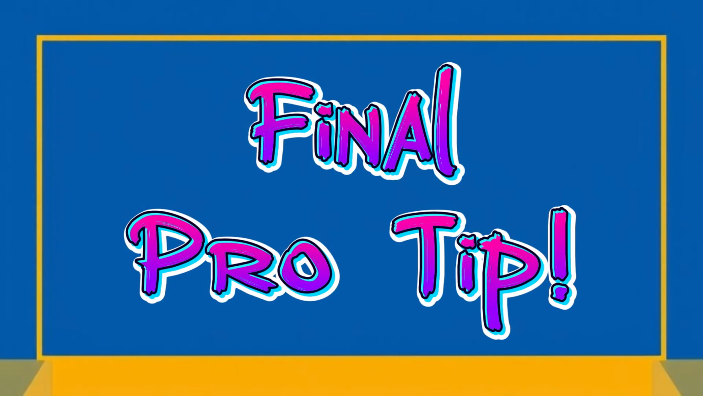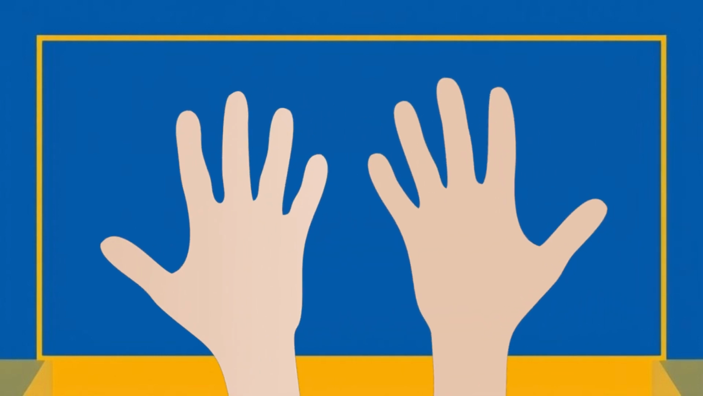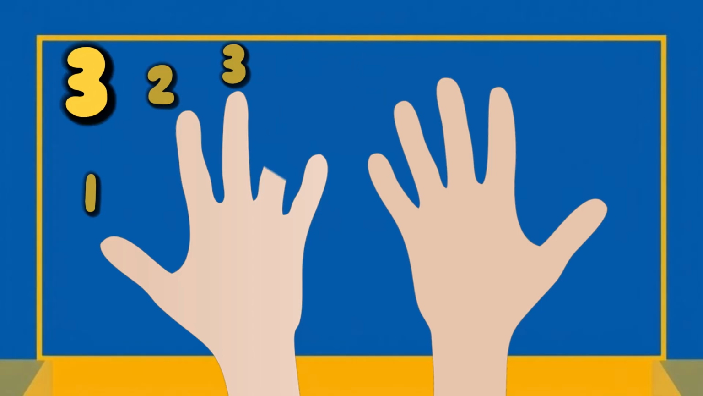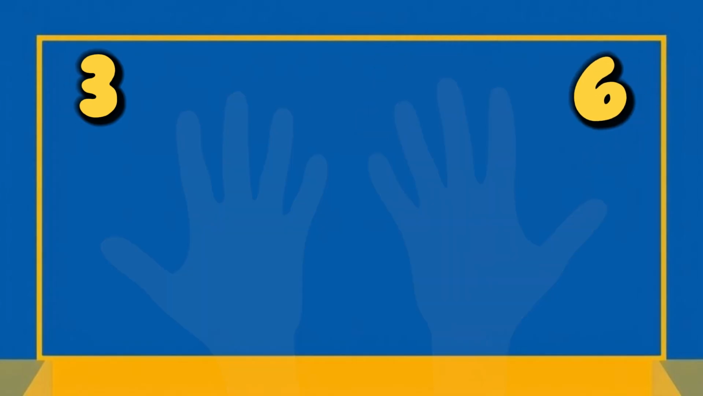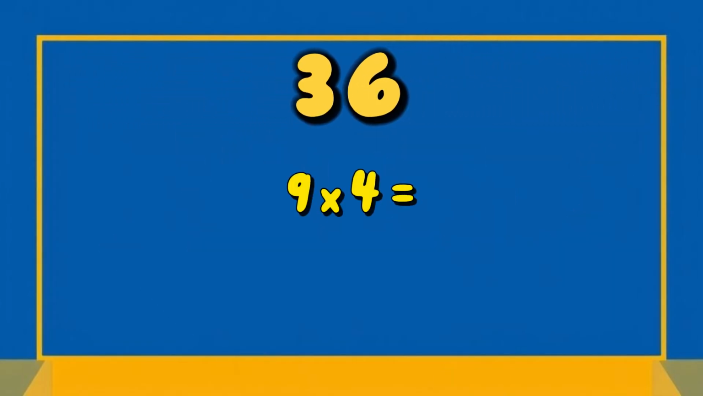Here's one last pro tip. If you're a fan of hands-on learning, don't forget the finger trick. Hold your hands out and fold down the finger that matches the number you're multiplying by. For example, for 9 times 4, fold down your fourth finger. Count the fingers to the left. That's 3. Count the fingers to the right. That's 6. Put them together and you get 36.